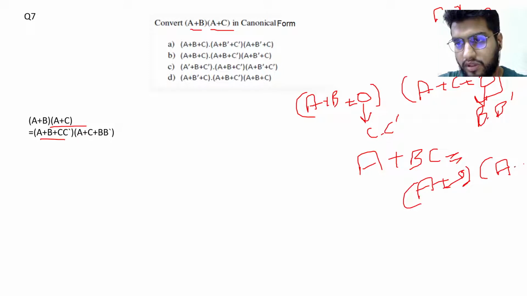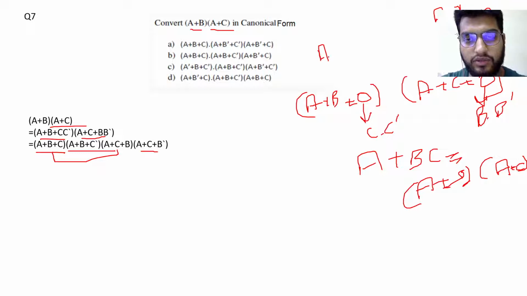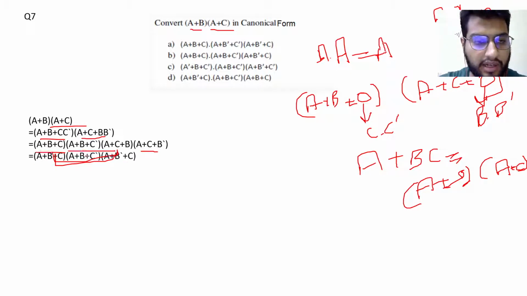So using that thing here, a being a plus b and b being c complement, this thing becomes a plus b plus c, a plus b plus c complement. And using the same logic here, it will be a plus c plus b, a plus c plus b complement. So a plus b plus c is common, and we know that a and a is equal to a. Since this term is coming up twice, we'll just write it once, coming from this fact, a and a equal to a, and writing other two terms.